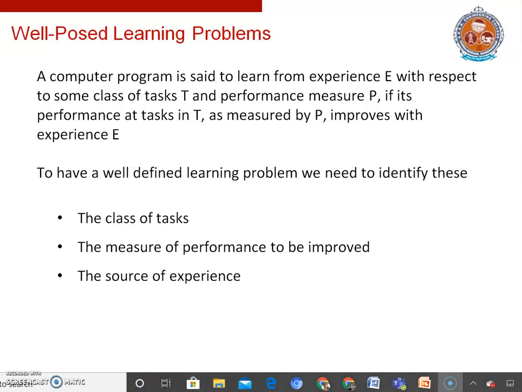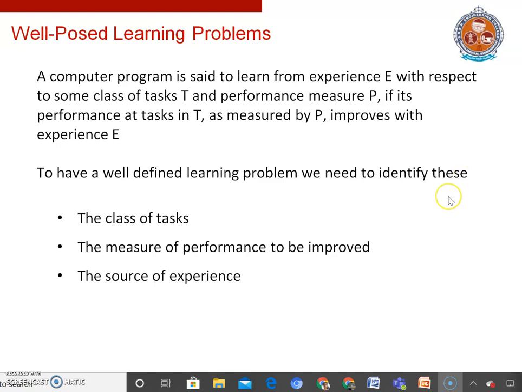So today we'll see how to write a well-posed machine learning problem. A computer program is said to learn from experience E with respect to some class of tasks T and performance measure P, if its performance at tasks in T, as measured by P, improves with experience E. That is, the computer program's performance has to improve in performing a particular task with experience.